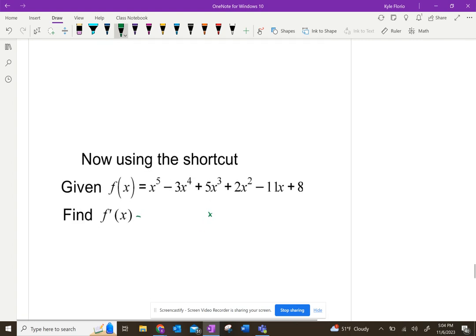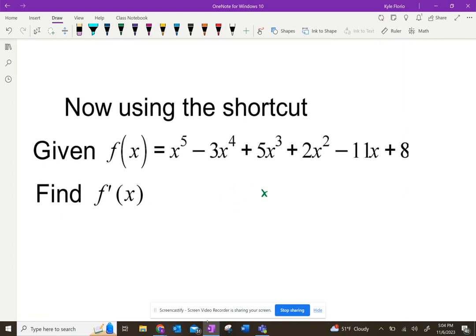So now that we have that shortcut, this long derivative that you saw me take in the beginning of the video, we can take it really quickly now. The derivative of x to the 5th, the exponent is 5, so it's going to be 5x to the 5 minus 1 is 4. 3x to the 4th, 3 times 4 is 12. X to the 4 minus 1 is 3.